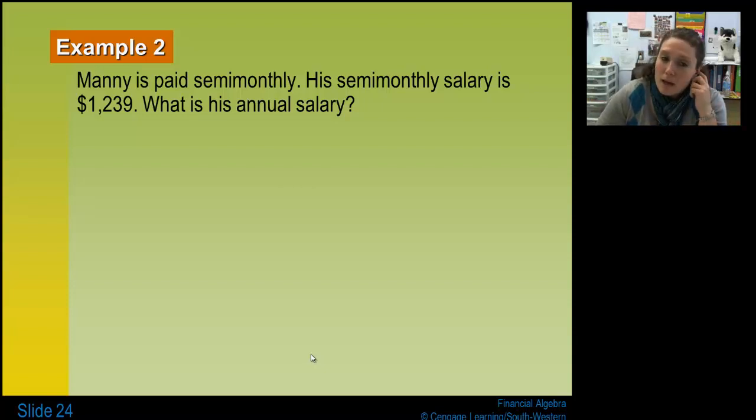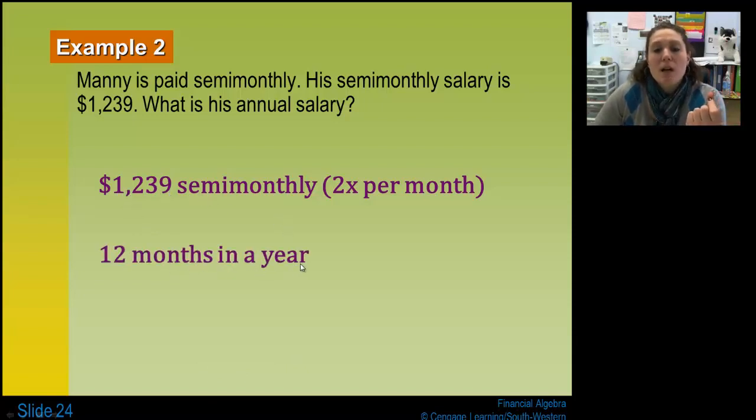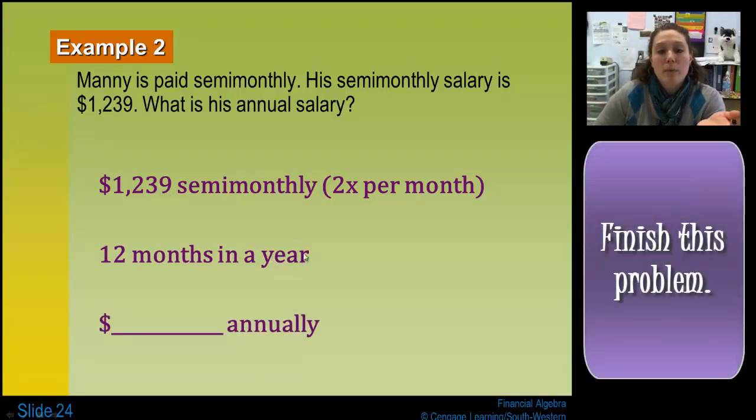So we know that semi-monthly means twice per month. His $1,239 is paid to him twice a month. There are 12 months in a year. With semi-monthly, he's getting that twice, so he's got 24 payments. So you're going to do your multiplication of 1,239 times 24, and tell me what he makes annually here. So you need to go ahead and finish this question, please.